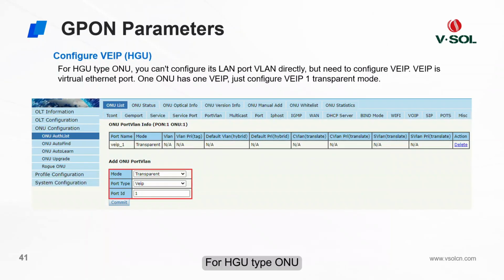For HGU type ONU, you can't configure its LAN port VLAN directly, but need to configure VEIP on the port VLAN page. VEIP is Virtual Ethernet Port. One ONU has one VEIP, just configure VEIP1 in transparent mode.